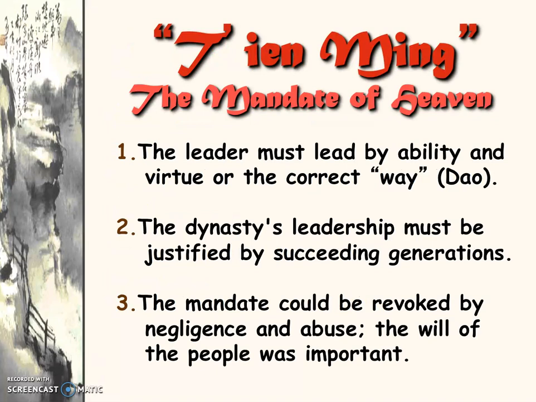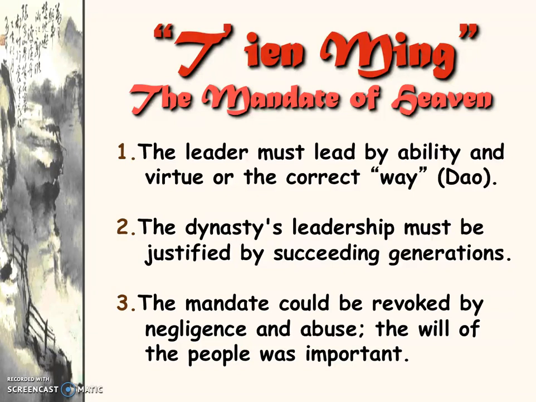All right, so we have this idea of Tianming. So this is also referred to or translated to the mandate of heaven. So what Tianming is all about is, well, number one, leader must lead by ability and virtue or the correct way, the Tao. Okay, so when we hear that term, the Tao, it simply means the way, the correct way. Like the way water flows downhill. So you just need to make sure that you're doing the correct way. The correct way to be a leader, of course, in China, it's by virtue, doing the correct thing.